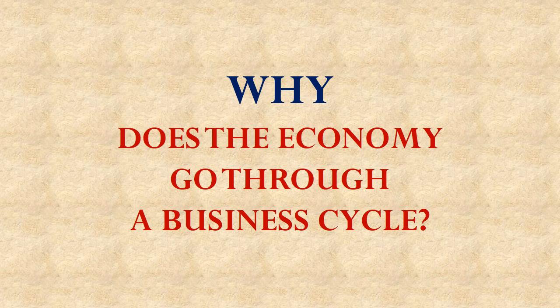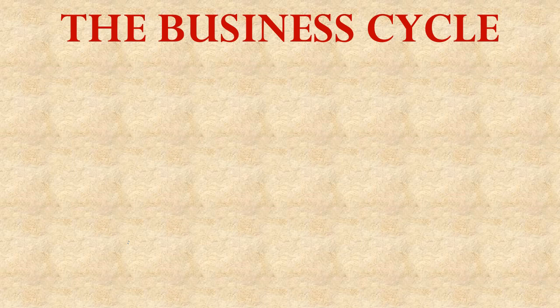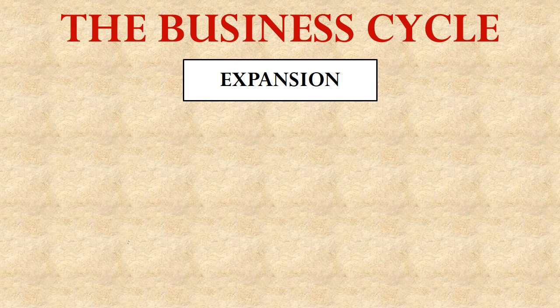So why does the economy go through these ups and downs of the business cycle? Well, those concepts that I just talked about of unemployment and inflation can help explain this. Let's build a different sort of diagram now of the business cycle. Let's begin with a period of expansion. Times are going well, the economy is getting bigger, and people are prospering.